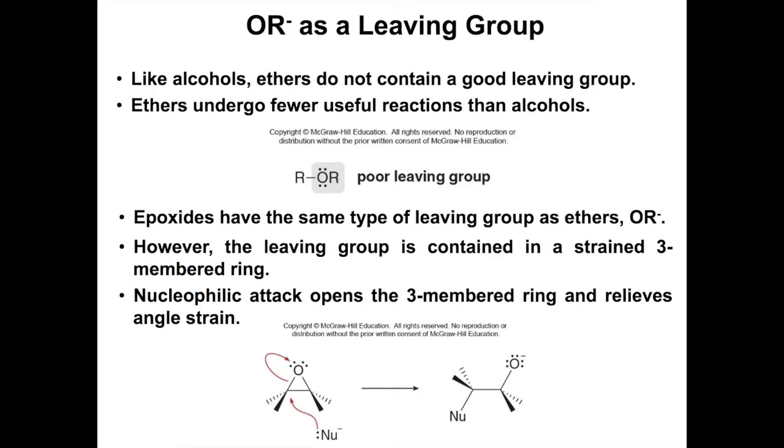Ethers undergo fewer reactions than alcohols, but one particular case of ethers, the epoxides, undergo one particular type of reaction. In this case, the O minus will open up, and that will be our leaving group in a way. That is because the three-member ring is very strained, so it wants to open up and it will relieve some of that angle strain because it's a three-member ring.